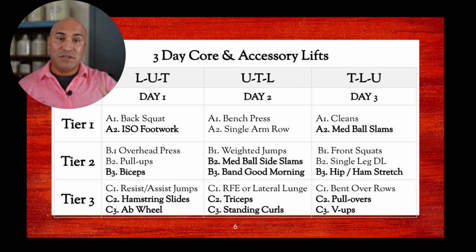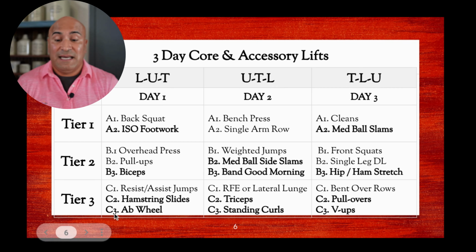So now we've got 1, 2, and 3 circuits all in that small area to where logistically it just makes sense. Now I can fit 36, 48 students into my weight room, okay? So tier 3, we have resisted and assisted jumps, or you can, like I said, for my linemen, we do the landmine jammers. And then we've got, for C2, we've got hamstring slides, and then we've got our ab work.